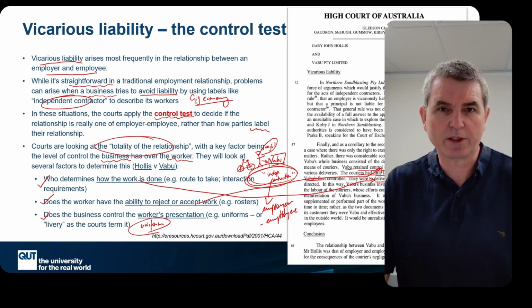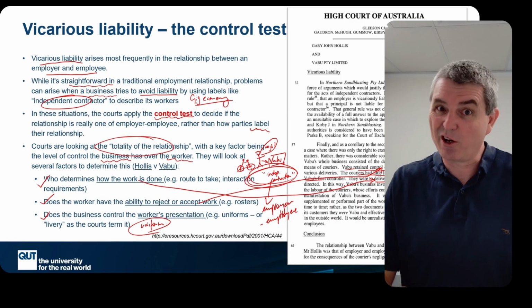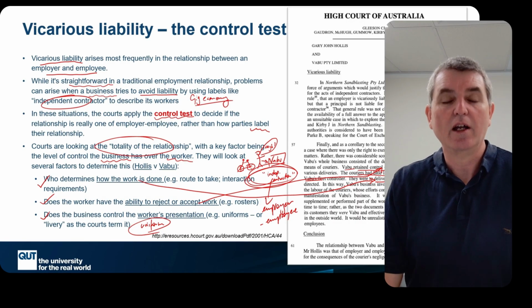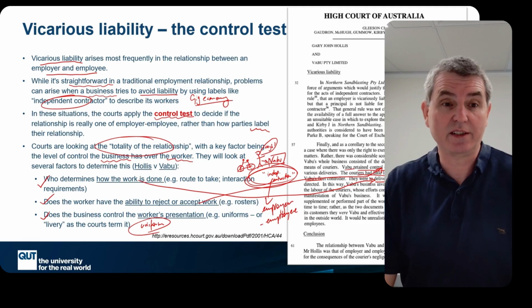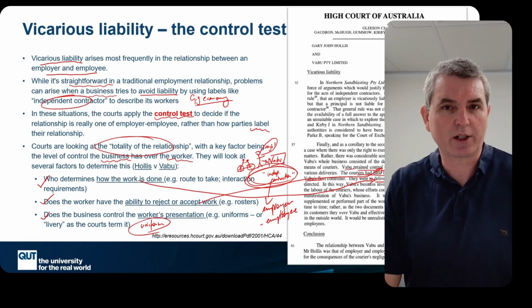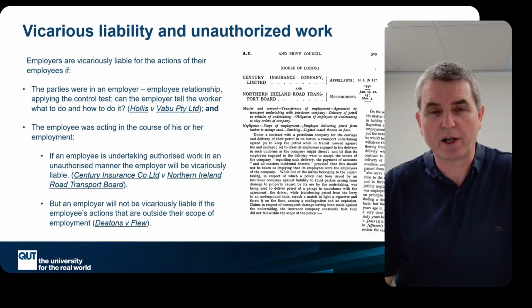Hopefully that makes sense, right? It doesn't matter what the label is. If it's the kind of relationship where the business has control over the worker, the court will find that the business is vicariously liable for the actions of that worker. Okay, that's fairly straightforward.